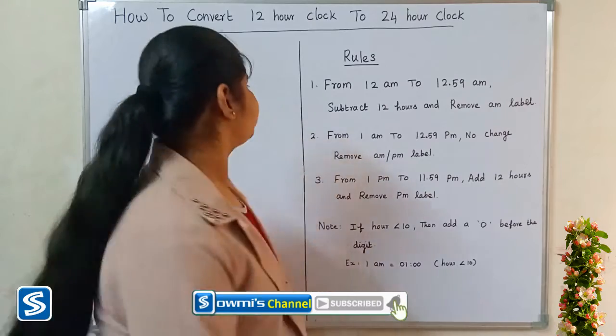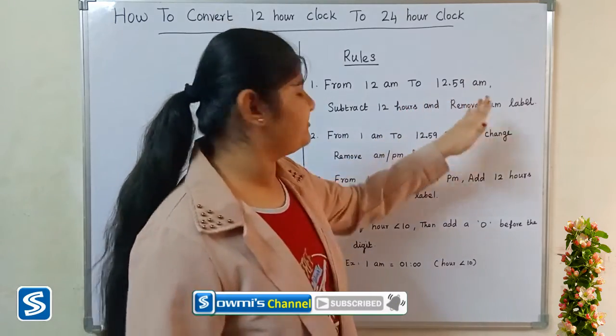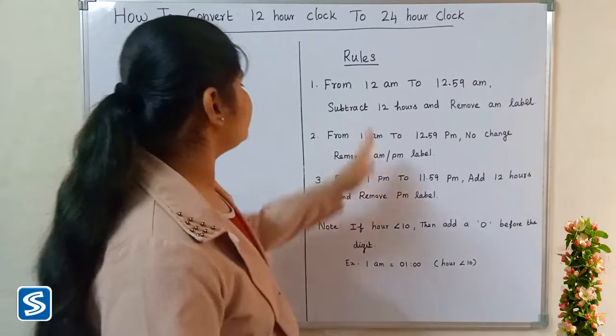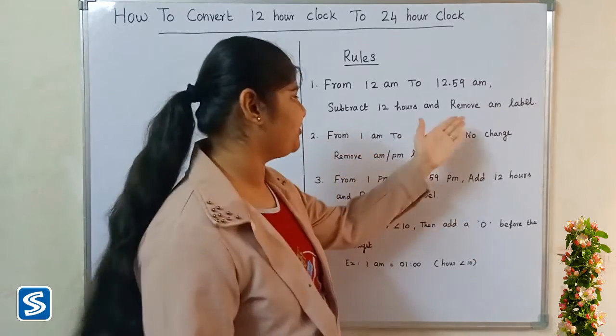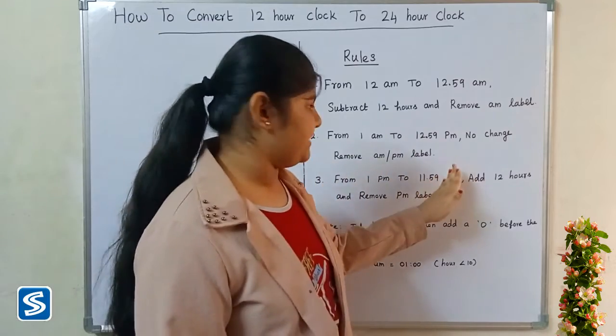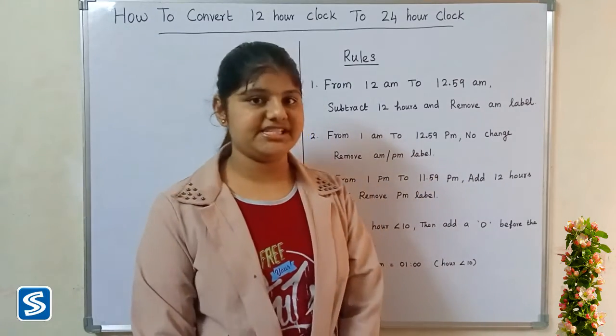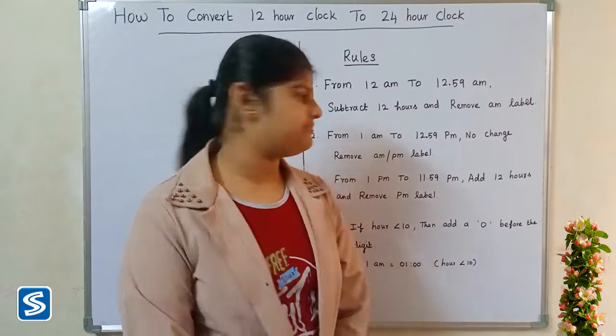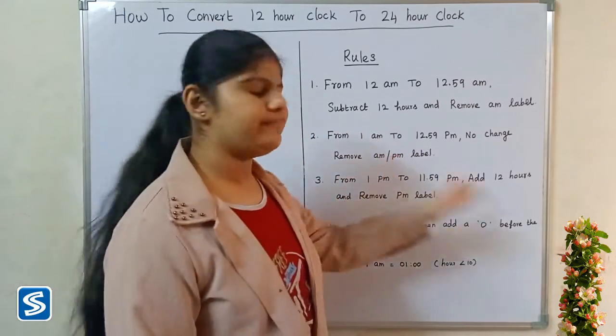Rule number 1. From 12 AM to 12:59 AM, we should subtract 12 hours from the given hours and we have to remove AM label. Rule number 2. From 1 AM to 12:59 PM, there is no change in hours and minutes. The hours and minutes remain the same. And we have to remove AM or PM label.